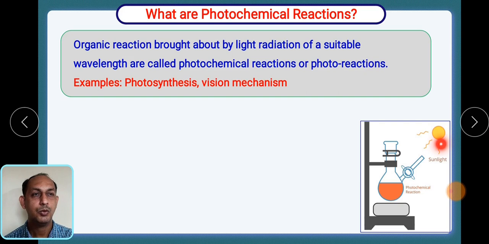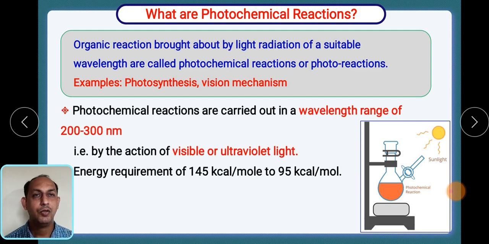The light source is used, as we know, with light radiation in the wavelength range of ultraviolet or visible. So basically these are the reactions carried out by using a light source of suitable wavelength. What are the examples? Natural processes such as photosynthesis or the vision mechanism, how we can see a particular object. These are examples of photochemical reactions.